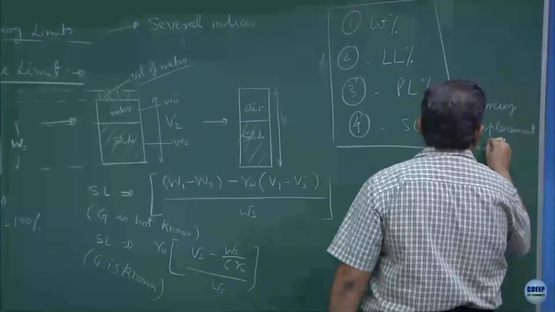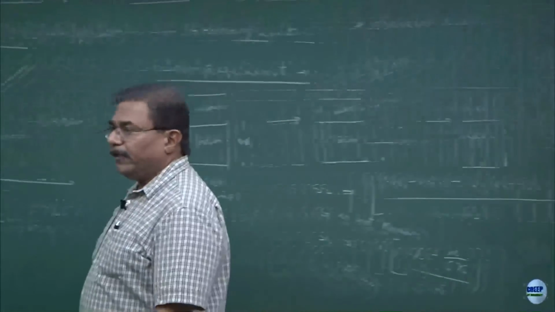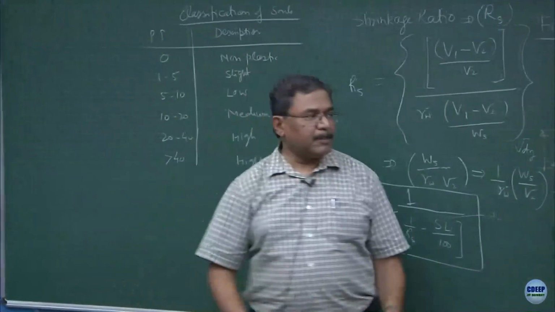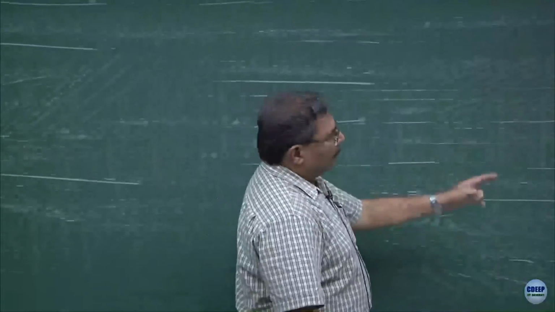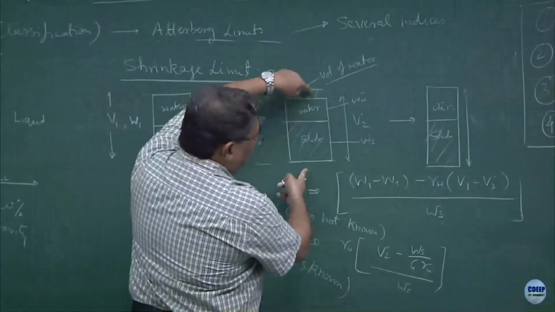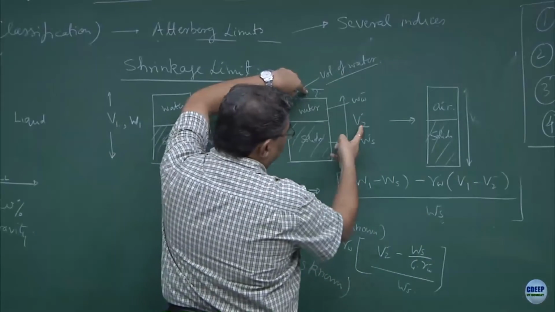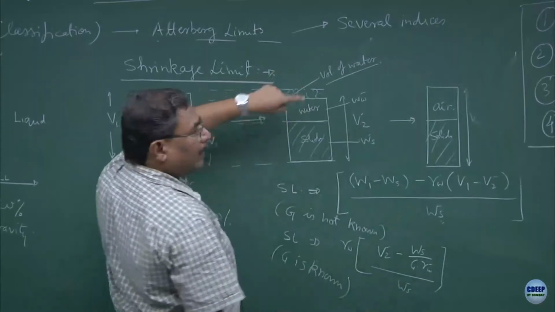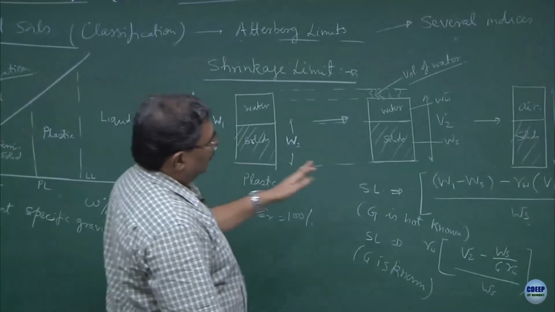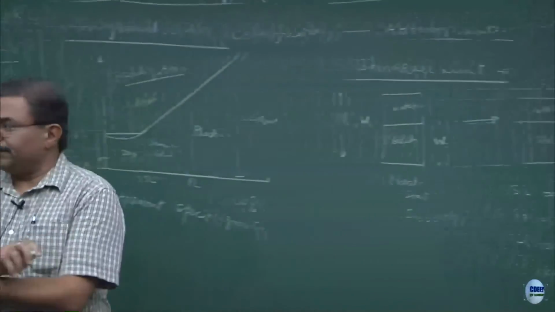I hope you understand why mercury is being used to compute the weights of the solids, because this is a non-wetting fluid. Okay. So, I can displace an equal amount of mercury, which is the volume of the soil in the dried state, or at the shrinkage limit state. I can compute the V2 value and substitute it over here. Initial volumes are known, initial W1 will be known, Ws can be obtained, and you can use these expressions.